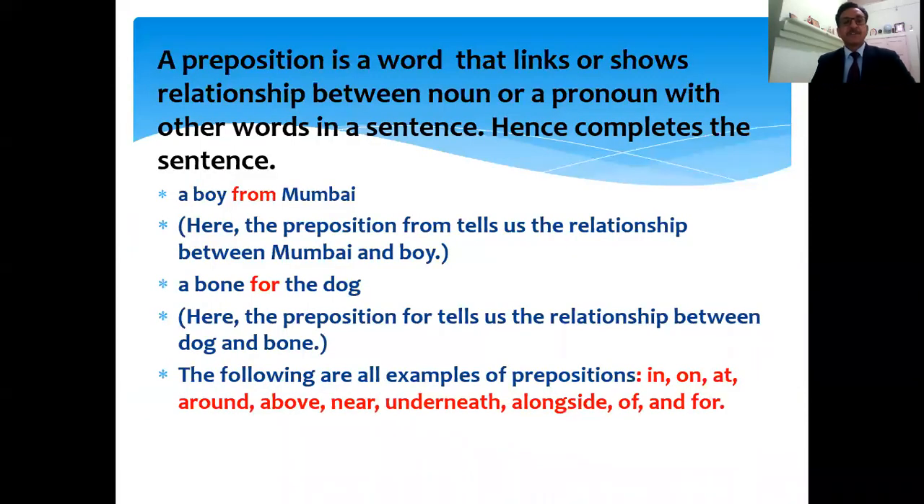A preposition is a word that links or shows a relationship between a noun or a pronoun and other words in a sentence, hence completing the sentence. We've already done this. A boy from Mumbai. Here the preposition from tells us the relationship between Mumbai and boy. A bone for the dog. Here the preposition for tells us the relationship between dog and bone. The various prepositions are in, on, at, around, above, near, underneath, alongside, of, and for.